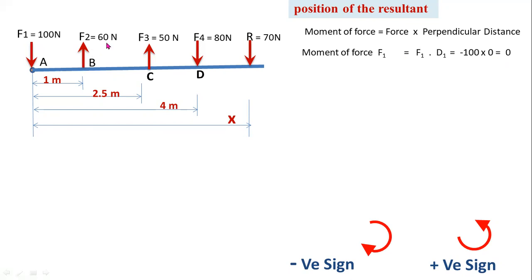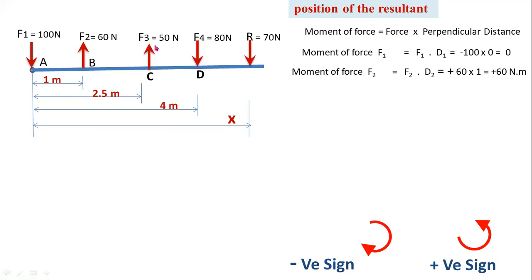In a similar way, the moment of the 60 newton force about point A equals 60 newtons into the distance between A and B, that is 1 meter. So 60 into 1 equals 60 Newton meter. Here this is anti-clockwise direction, so you have to consider positive sign.